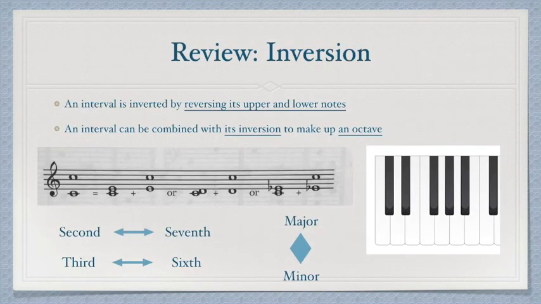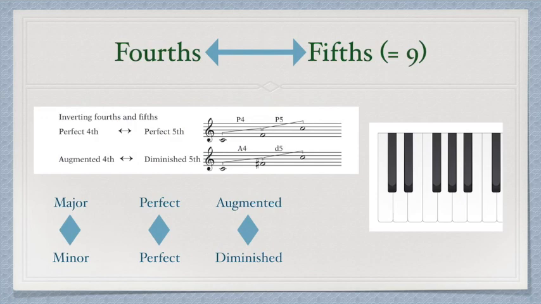In the last lesson, we learned the inversion of intervals. Let's take a review now. We know that an interval can be inverted by reversing its upper and lower notes, and an interval and its inversion combine to make up an octave, such as 2nd and 7th, 3rd and 6th. And we know that major inverts to minor and minor inverts to major. So in this lesson, just like 2nd and 7th, and 3rd and 6th, 4th and 5th are also inversions of each other. Because 4 plus 5 equals 9, and we know that an interval and its inversion should add up to 9. However, the inversion of a perfect quality is still perfect, and for augmented, its inversion is diminished.